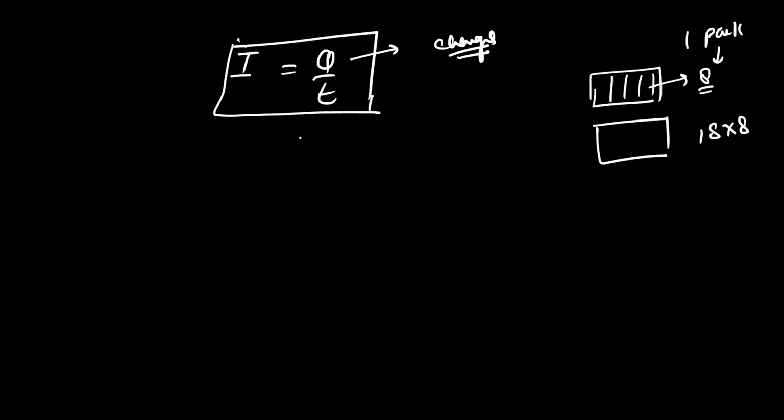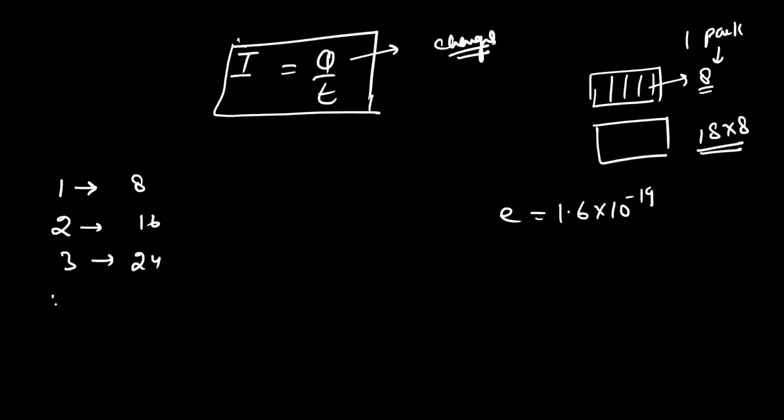Similarly, let me explain one more time: charge is carried by the electron, and the charge on an electron is 1.6 into 10 to the power minus 19. Let me explain with this example. If you have one packet of biscuits, then you have 8 biscuits. If you have 2, then you have 16. If you have 3, then 24. If you have 4, then 32. If you have 5 packets, then 40.